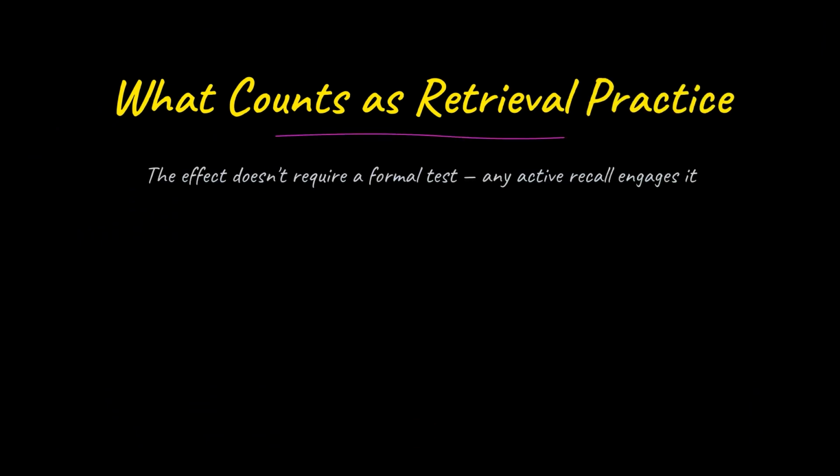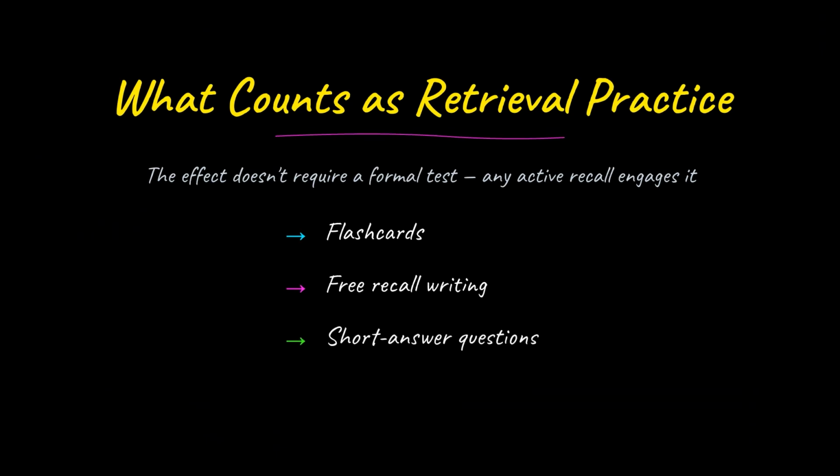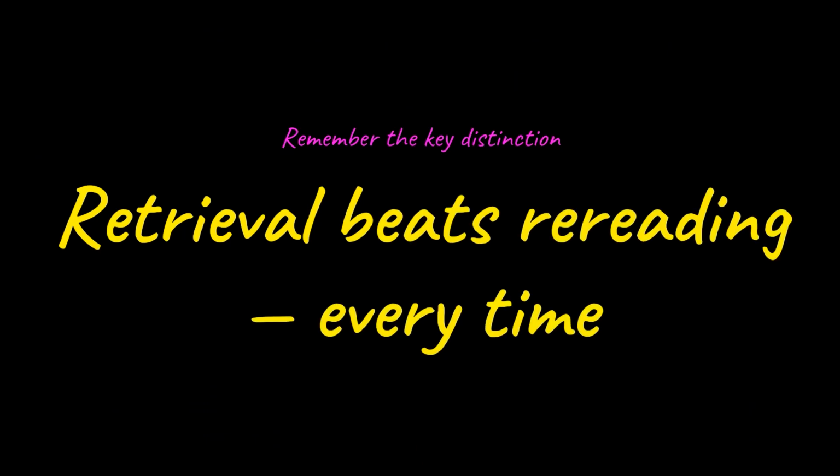Retrieval practice doesn't have to look like a formal exam. Flashcards, writing down everything you remember, short answer questions, and spaced repetition apps all trigger the same mechanism, as long as you are actively pulling the information from memory rather than passively re-exposing yourself to it. When study time is equal, retrieval practice consistently outperforms rereading on delayed tests across ages, subjects, and material types. This is the testing effect, not a study tip, but one of the most robust findings in cognitive psychology.